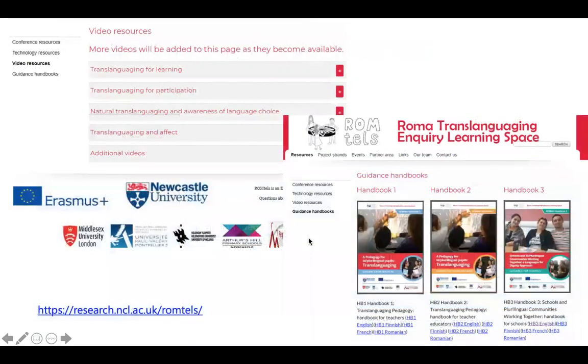Another one in the UK, and Newcastle University is part of this project, is the Translanguaging Learning Space. And again, they have produced many handbooks for teachers and for learners. Again, I have attached the link for anyone who wants to make use of these resources. It's amazing just to go look and see all the videos and how actual students are enabled to use translanguaging.